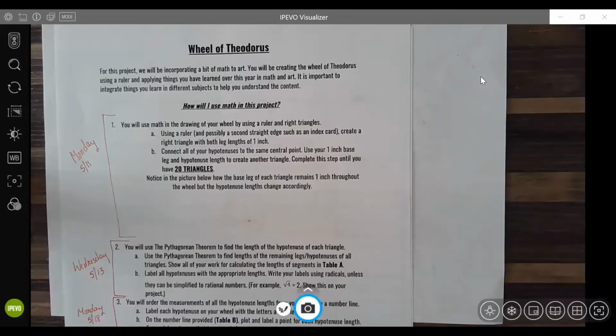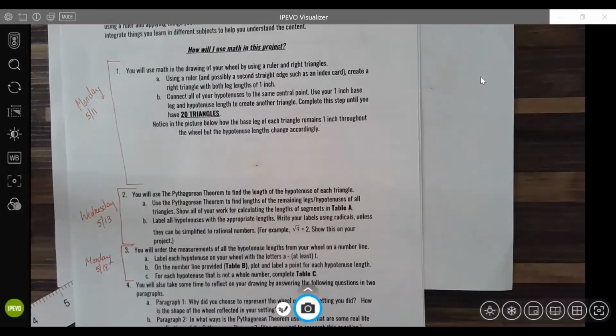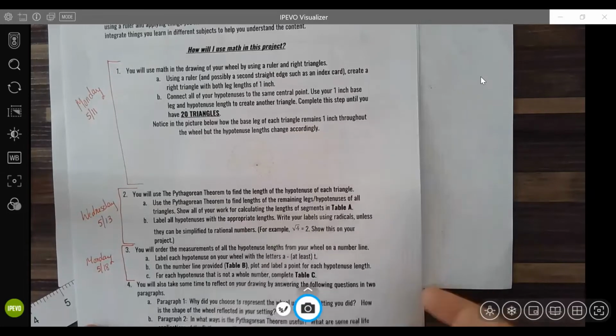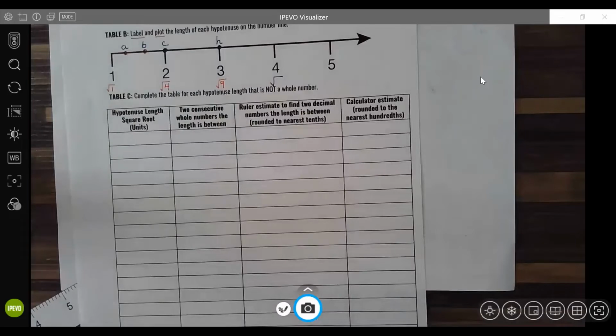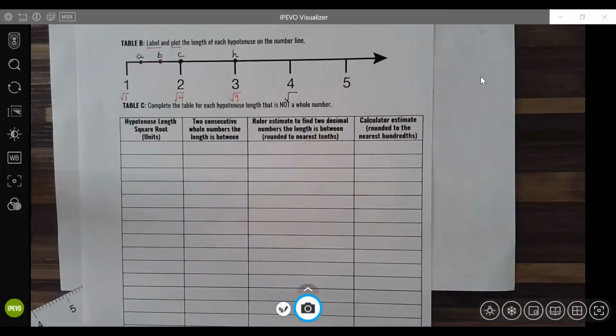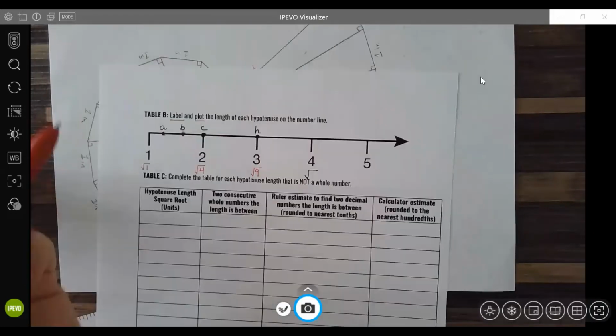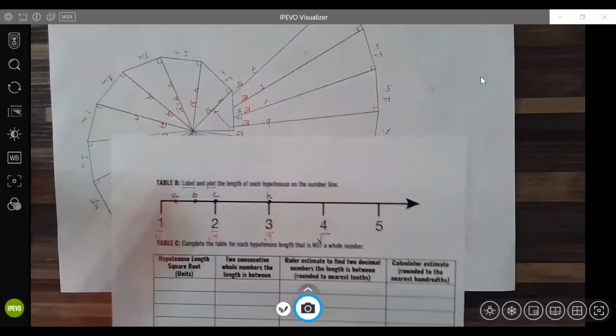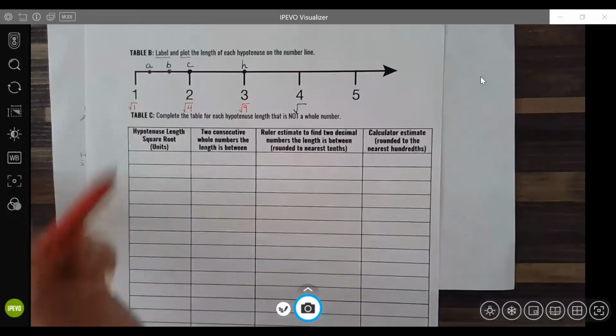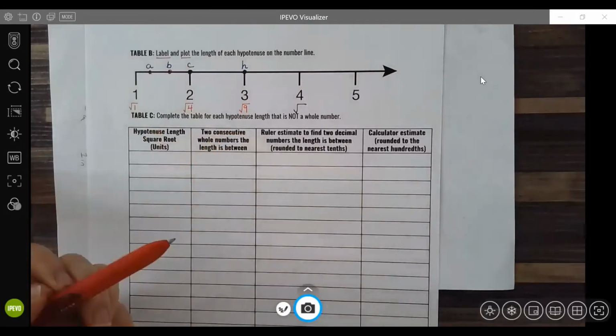This video is to go through how to complete table C for the Wheel of Theodorus project. So we've now completed tables A and B, and now we are going to move on to table C. And to complete table C, it's going to be really beneficial for us to use our table B work and our wheel drawing. So it says complete the table for each hypotenuse length that is not a whole number.